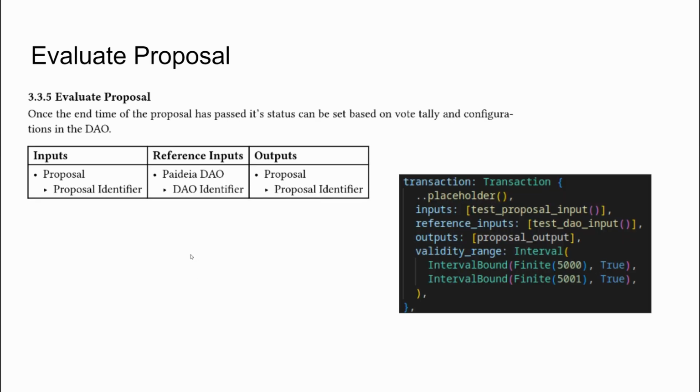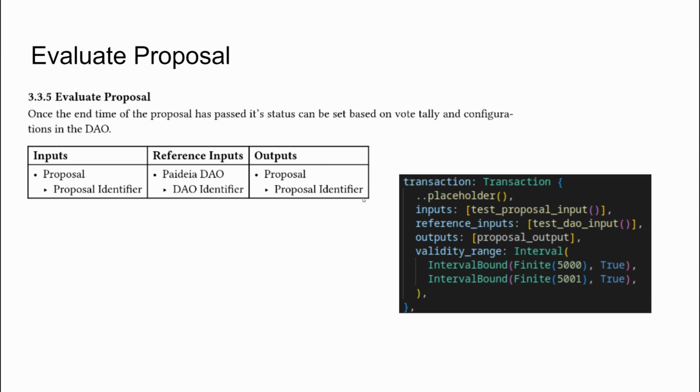So once the time has passed for a proposal to end, it can be evaluated. Anyone could execute this transaction as long as the output in the proposal is correct. So what will correct mean? It can either mean that the proposal has failed because not enough people have voted on it. It can fail because not enough people have voted in favor of the proposal, or it can pass if enough people have voted in favor of it.